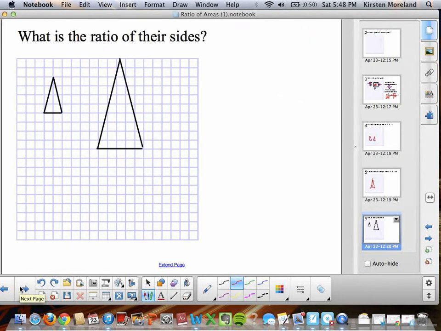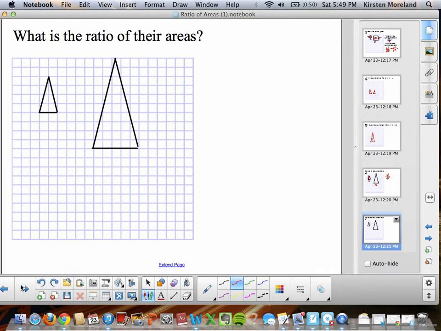So we want to find out what the ratio of their sides is. Now we obviously don't know what this side is or this side is, so let's just stick to the easiest. They're similar, so the ratio of the sides is 2 to 5. Now we have to do some calculations to find the area. The base was 2 and the height was 4, so that's 1/2 times 2 times 4, which gives me an area of 4 for the little one.